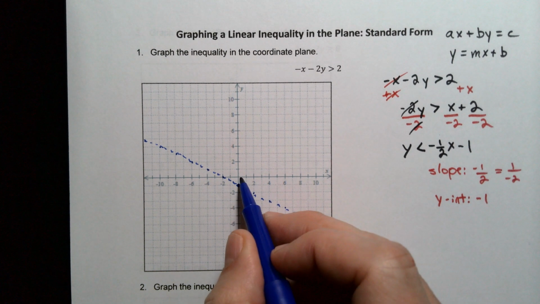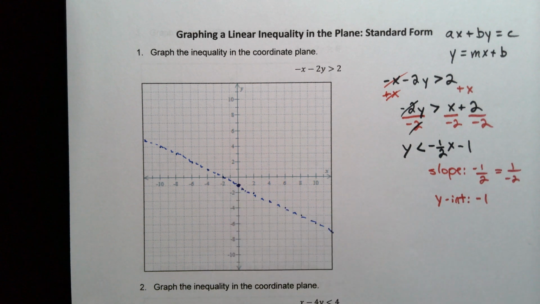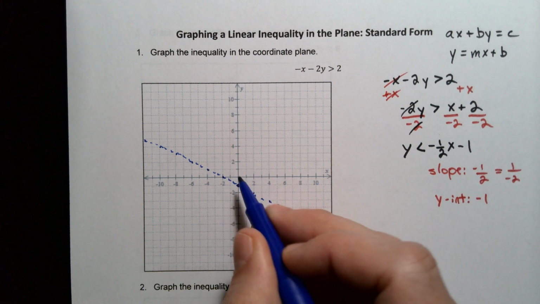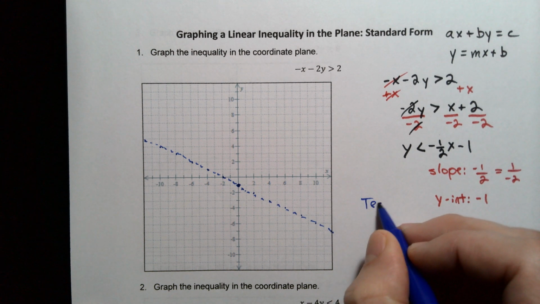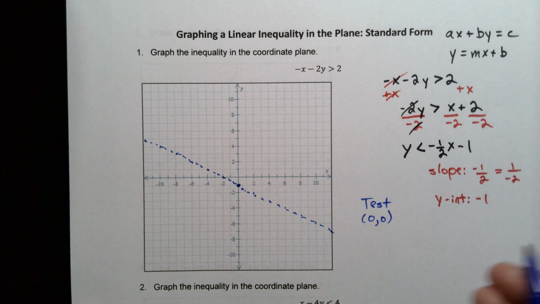Now we're going to test to see which side needs to be shaded. So I'm going to test 0, 0. It's typically the easiest thing to test, unless, of course, the line goes through 0, 0, then you can't use it. But for this, we can test this, and if it turns out true, we'll shade this side. If it turns out false, we'll shade the opposite side. So we're going to test 0, 0. We're going to plug in 0 in place of x and y and see if it's true.